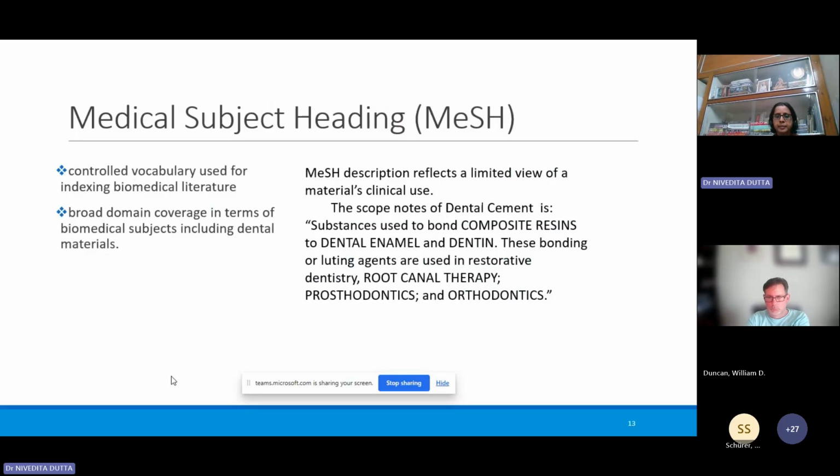This is MeSH, Medical Subject Headings. It is a very vastly used controlled vocabulary for indexing biomedical literature, and a broad domain coverage is there. However, we found that its description reflects a limited view of the material's actual clinical use, like for dental cement: the substance used to bond composite resin to dental enamel and dentin. These bonding or luting agents are used in restorative dentistry, root canal therapy, prosthodontics, and orthodontics. Somehow, we found limitations in the actual clinical uses.